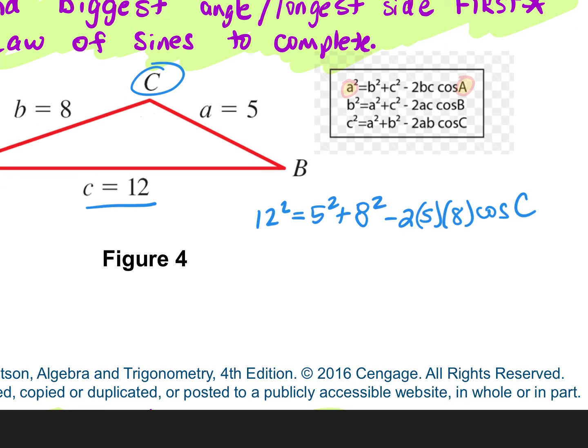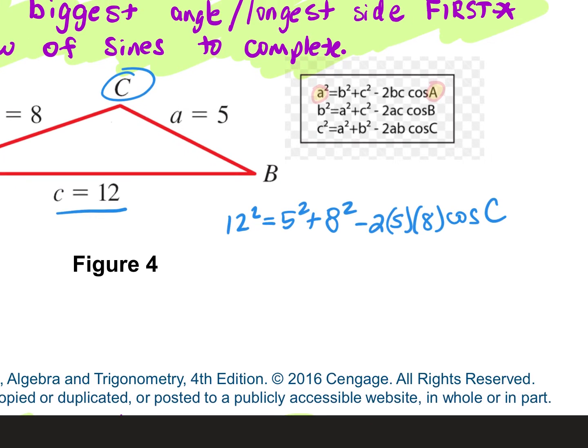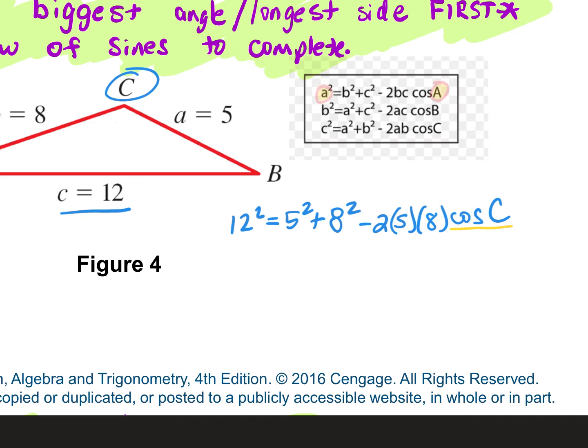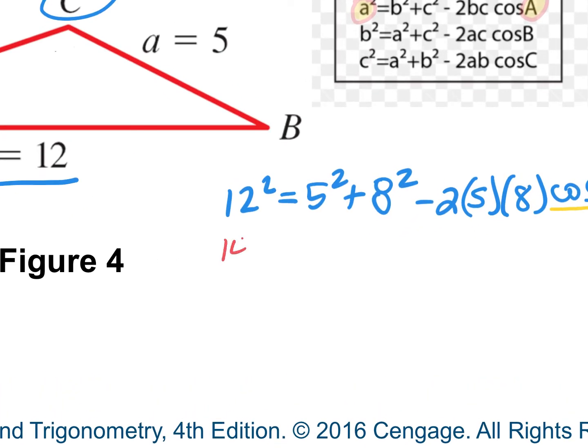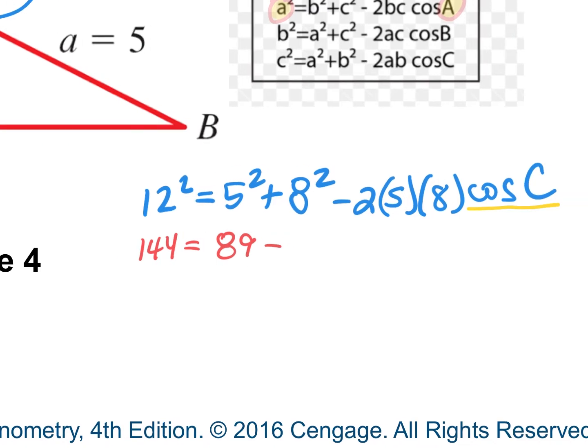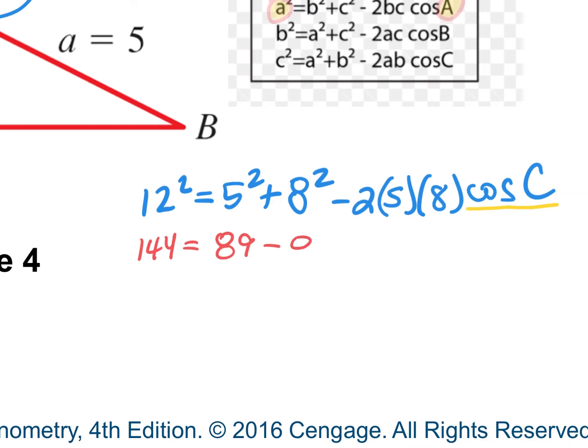All right, now everybody in here has calculators, but we have to know how to use them. You can't put that entire thing in your calculator because cosine of C is an unknown. We don't know what the answer is here. So we're going to have to simplify in parts. What is 12 squared? 144 equals, what's 5 squared plus 8 squared? 25 and 64 is? 89, okay. Minus, what's 2 times 5 times 8? So 80 here times the cosine of C.